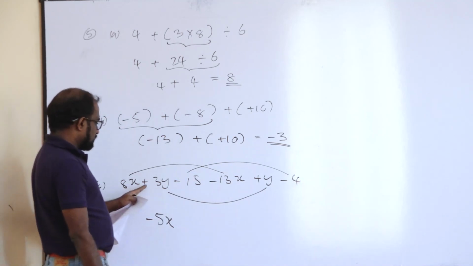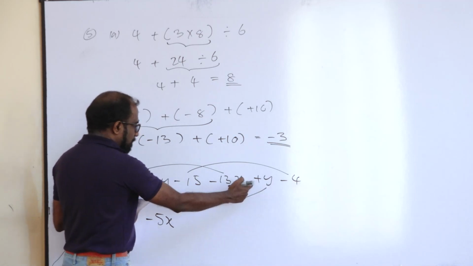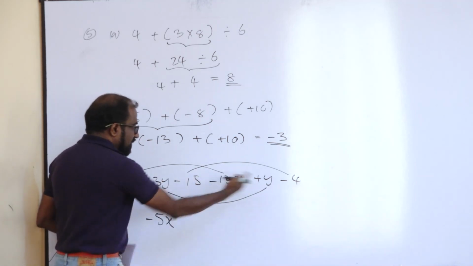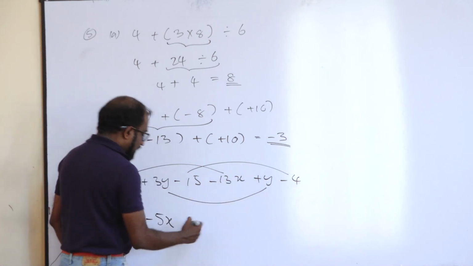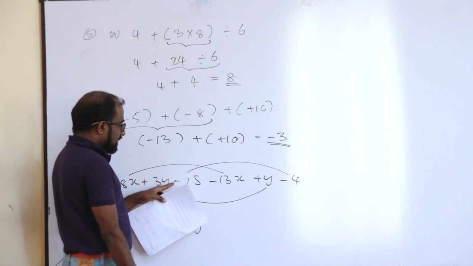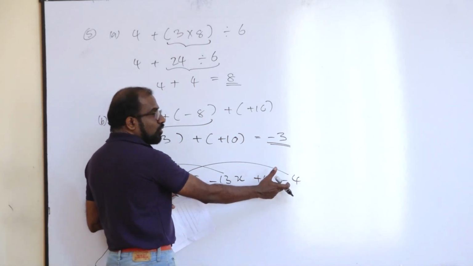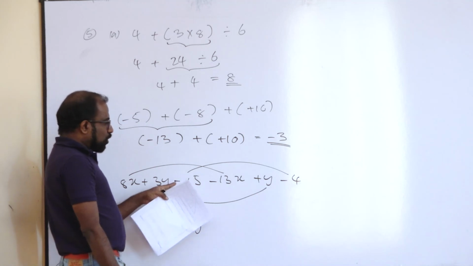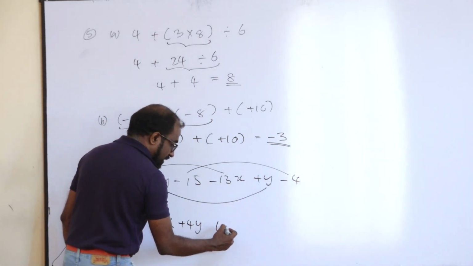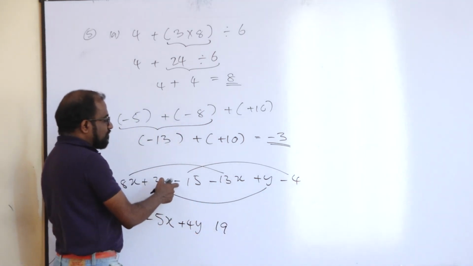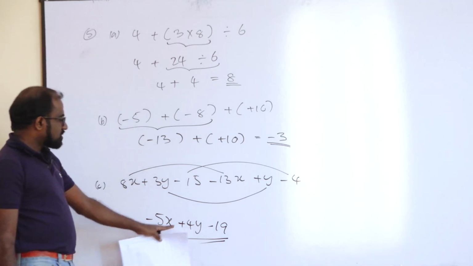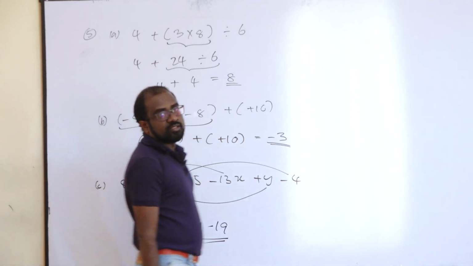The y terms. Both are plus, so same sign, add. 3y and y add to 4y. Then again, minus 15 and minus 4. Same sign, both are minus, so add. 15 and 4 added is 19. The symbol comes from the largest number. So the answer is minus 5x plus 4y minus 19.